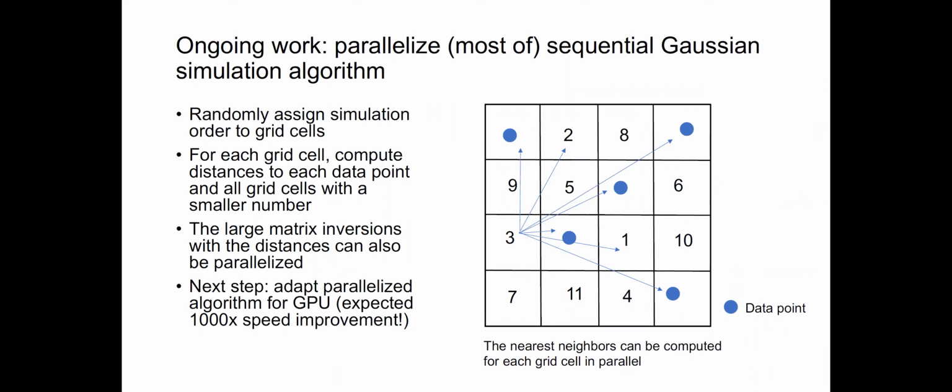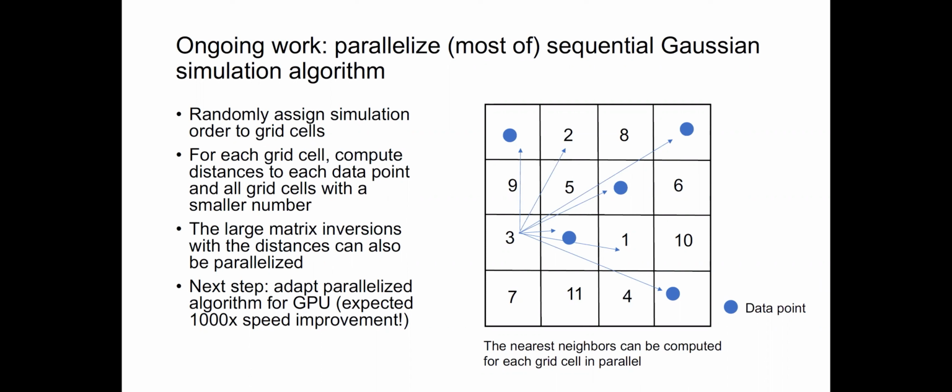So say you have a domain that you want to simulate and you have some blue dots that represent measurements. These numbers are a random simulation path. So this will be the first grid cell to be simulated, second grid cell, third grid cell, etc. And what we can do is we can actually calculate all of the nearest neighbors for each of these at the same time. And we can do that by saying, okay, here's grid cell 3. What we'll do is we'll calculate the nearest neighbor distances for all of the data points and all of the grid cells with a smaller number.